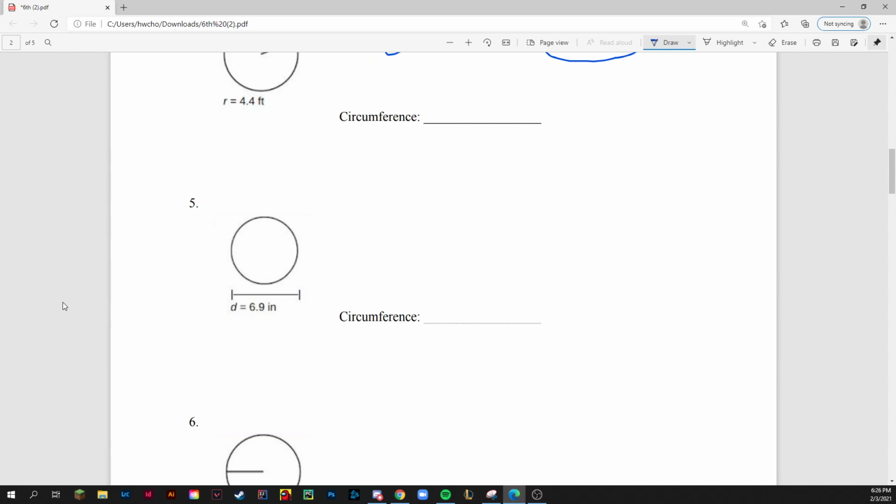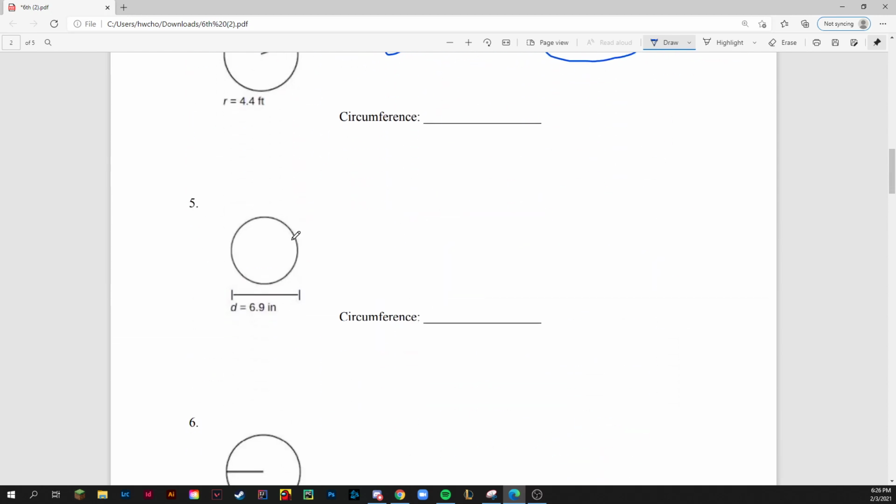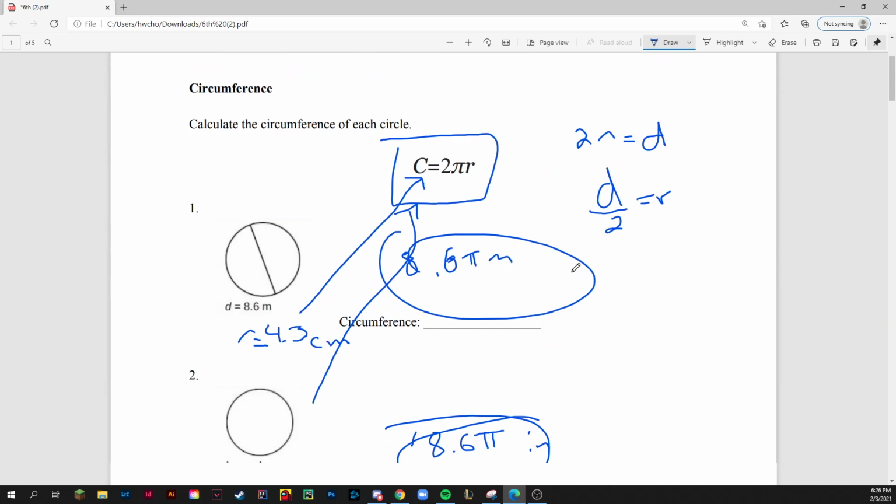And with number 5, diameter equals 6.9. There's actually a shortcut. If you're given the diameter, C equals pi times the diameter. This is also another way of writing the formula, because diameter divided by 2 is the radius, and you have to multiply the radius by 2 anyways, so you can cancel it out and just make it pi d for your formula. That means you can just write 6.9 pi inches for your answer. Alright, and finally, I think that's enough problems.